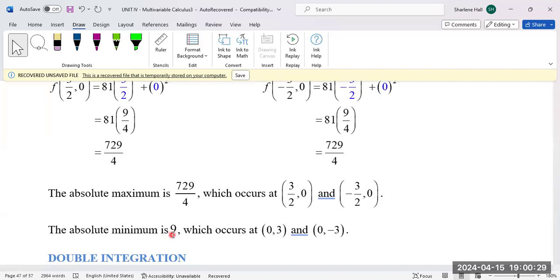Even though both the negative and the positive values of x and y had given us the same responses, couldn't we then say, for the positive it's 729 over 4 and that would be the maximum, and for the negative it would be 9, instead of saying absolute?